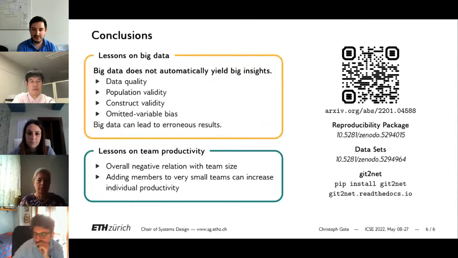I hope this talk made you interested in reading the full paper, which I've linked here on the right-hand side. There's also a reproducibility package and, as promised, the dataset available. And if you want to crawl your own dataset, similar to the one that we have, we also published an open source Python package that you can use in order to crawl fine-grained data from GitHub repositories.